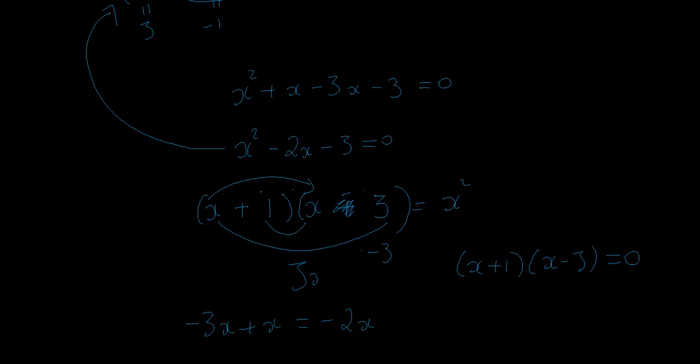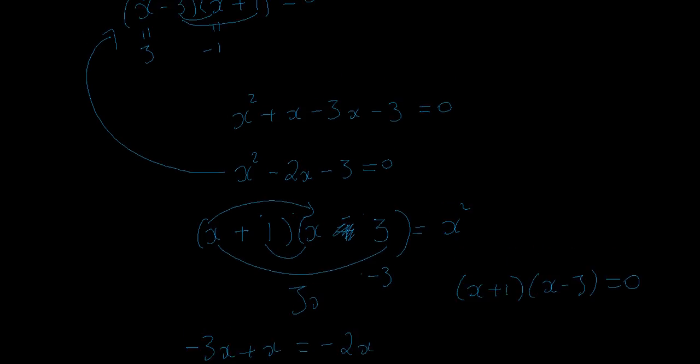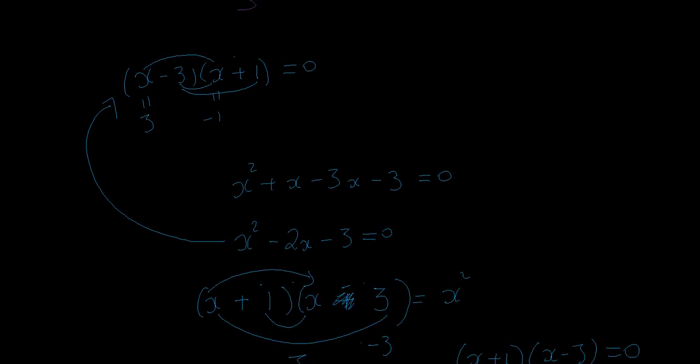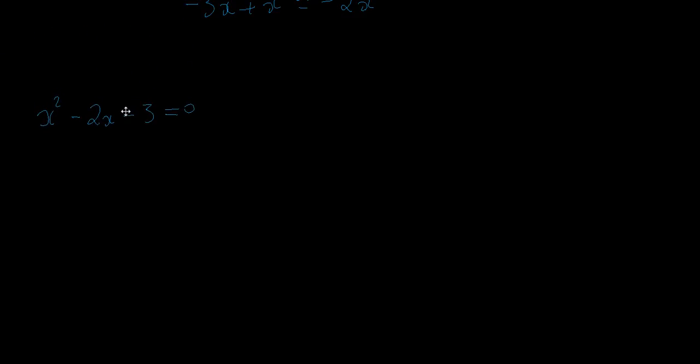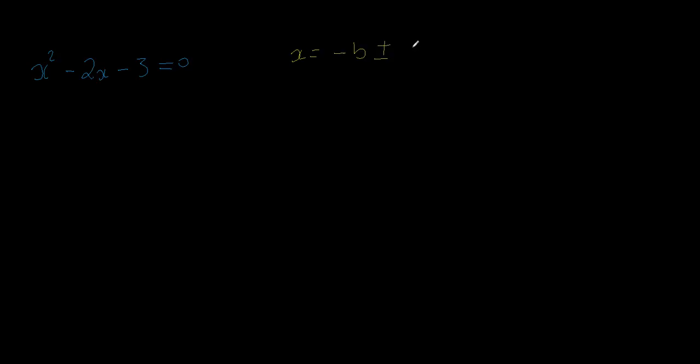There's also another way to solve this equation, by using the quadratic formula. So let's copy this equation back here again. If we want to solve this equation, we can also use the formula that x is equal to minus b plus or minus the square root of b squared minus 4ac, all of that divided by 2a.